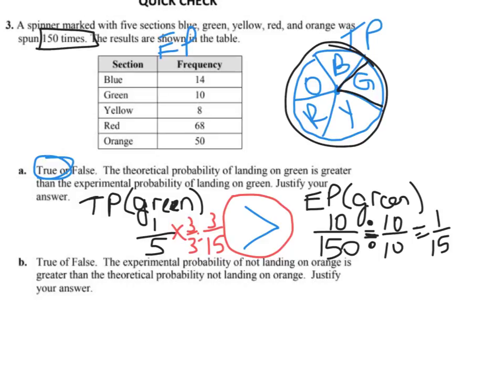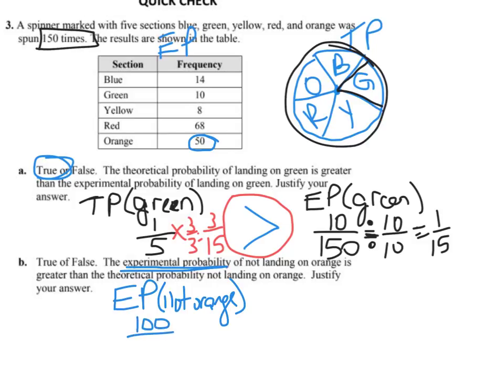The experimental probability of not landing on orange is greater than the theoretical probability of not landing on orange. So they're asking now for experimental probability. So I'm going to go ahead and do EP of not orange. Okay, so what would be the experimental probability of not landing on orange? That's theoretical. We're looking at experimental because they did experimental first. Okay, so I know that it landed on orange 50 times out of 150. So how many did not land on orange? 100. So this would be 100 of 150. We could simplify it by dividing by, not 100, 50. So this becomes 2 out of 3.